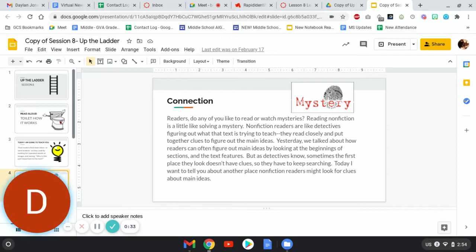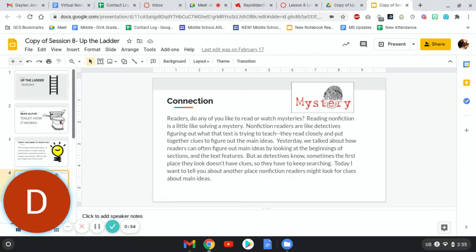So I need you to think about this question. Do any of you really like to read or watch mysteries? Reading nonfiction is a little like solving a mystery. Nonfiction readers are like detectives that figure out what the text is trying to teach. They read closely and put together clues to figure out the main ideas.